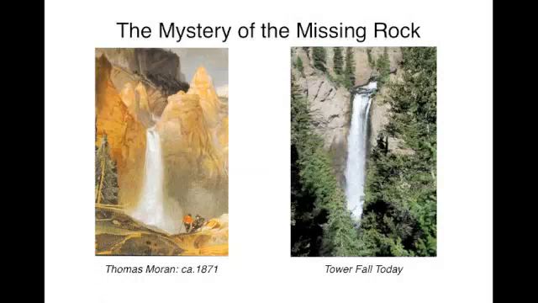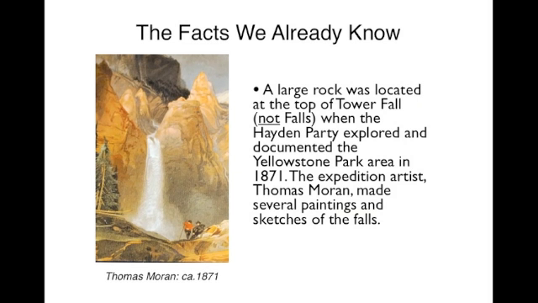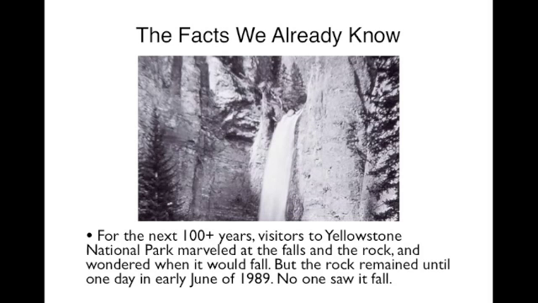The adventure I chose to study in this lab is a little mystery about Yellowstone National Park, the mystery of the missing rock. Here are some of the facts we know. A large rock was located at the top of Tower Fall when the Hayden Party explored and documented the Yellowstone Park area in 1871. The expedition artist Thomas Moran made several paintings and sketches of the falls.